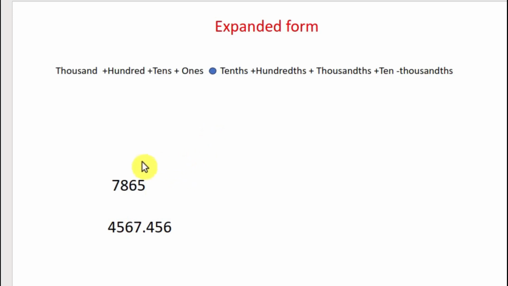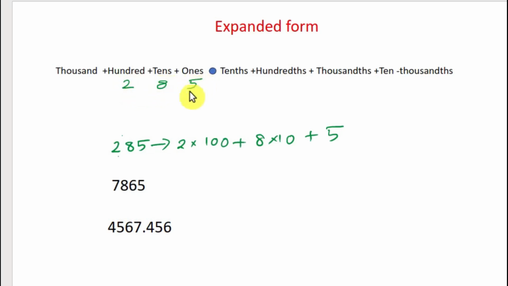Next, expanded form. We all know how to expand a number. For example, I have written 285. How to expand the number? 2 into 100 plus 8 into 10 plus 5. Here, 2 hundreds, 8 tens, 5 ones. Shall I write in this chart? 2 hundreds, 8 tens, 5 ones.